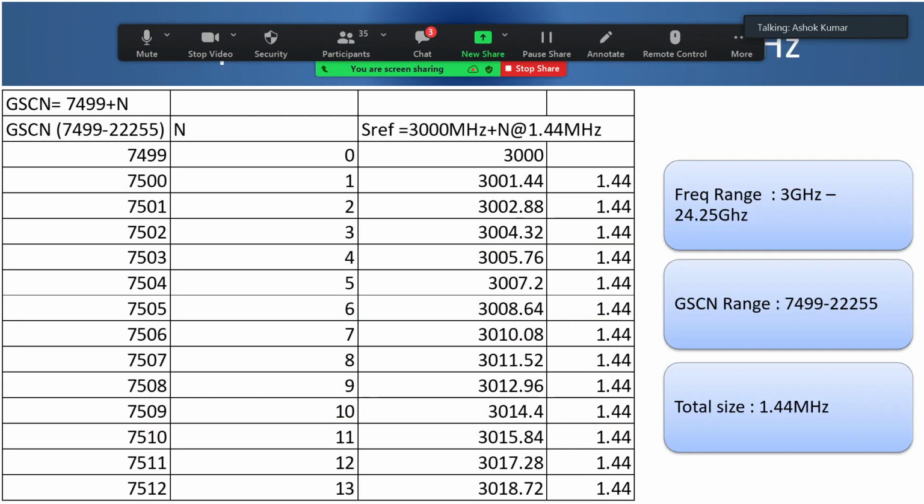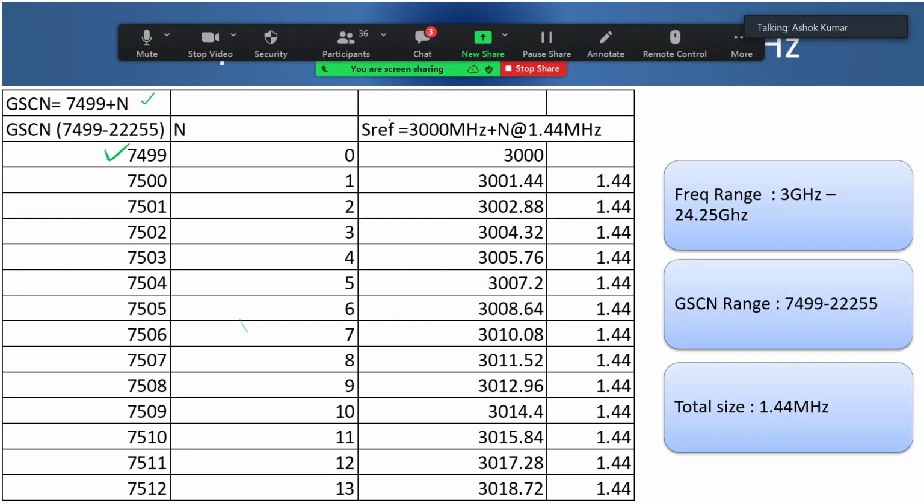So just see this picture. This we have taken for 3 gigahertz to 24.52 gigahertz, how those SSREF frequencies can be calculated. If you look at the table given in the specification, the GSCN number is 7499 plus N, and N is 0, 1, 2, 3, 4. So it will start from 7499.